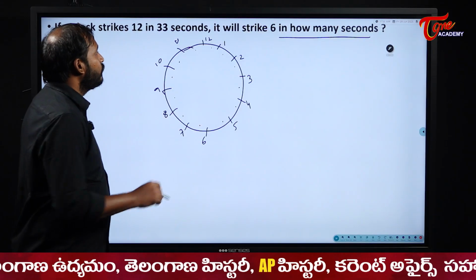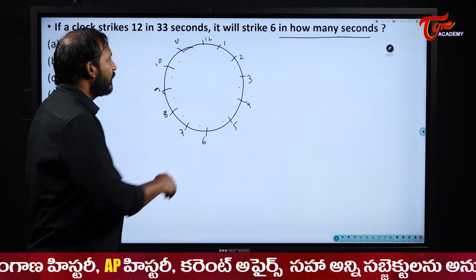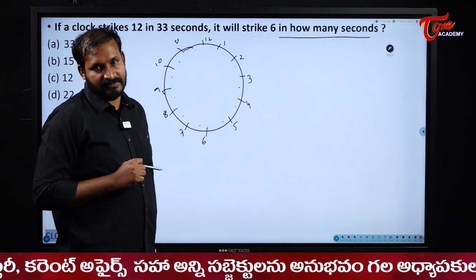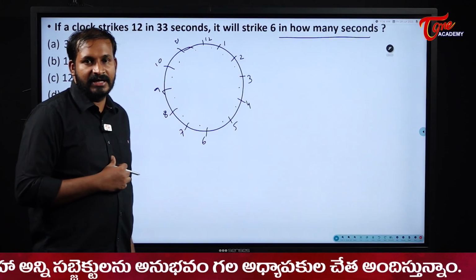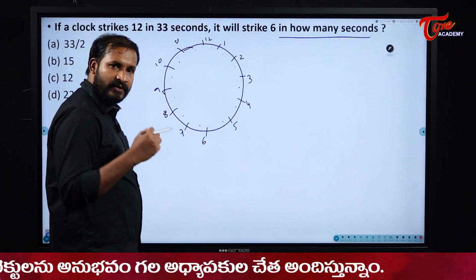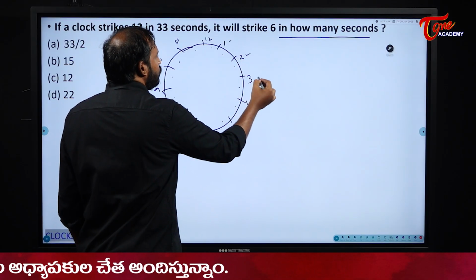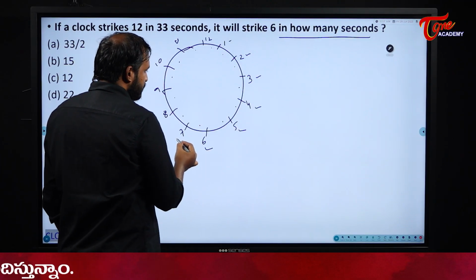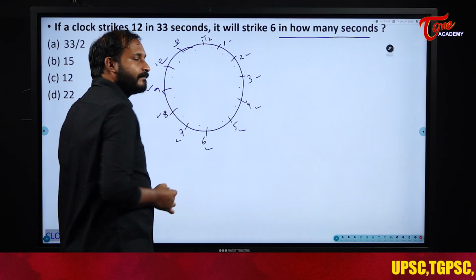Now, to come to 12, how many gaps should it cover? Tell me. It should cover 11 gaps. How, sir? Sir, actually we have 12 here, but you are telling 11 gaps. How is it possible? Now, we will see generally. Now, count this one. 1, 2, 3, 4, 5, 6, 7, 8, 9, 10, 11 and 12.